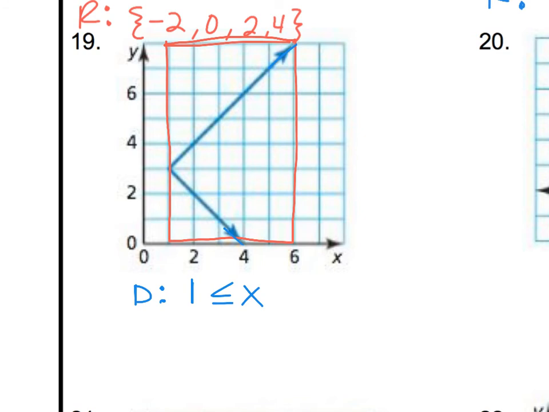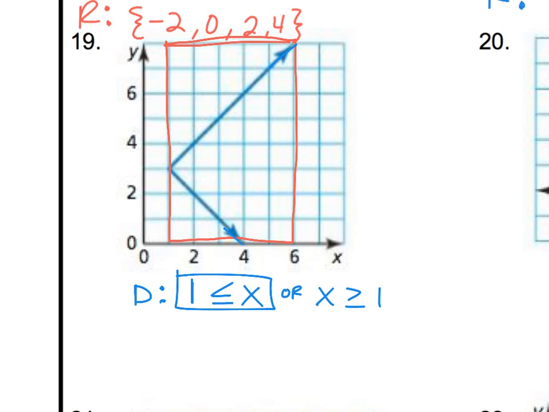Where does it stop to the right? 6? It does not stop at 6. Look at the arrows. It's going to keep going forever and ever and ever, all the way to the right. So bottom right keeps going, top right keeps going. This is your answer; you stop there. You could also write it as x is greater than or equal to 1. So either one of these, choose what you like better. But it goes to infinity, and so it doesn't have a limit on the right.